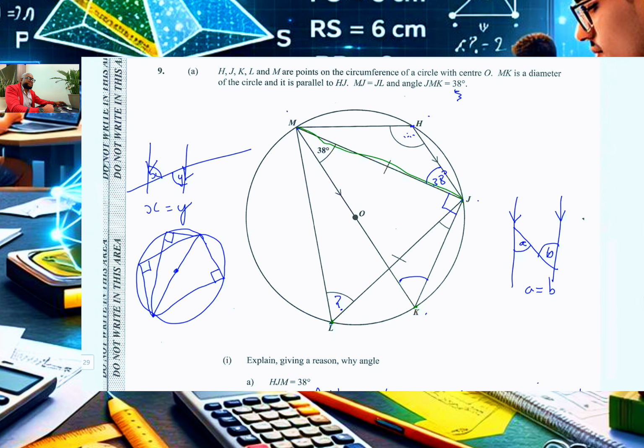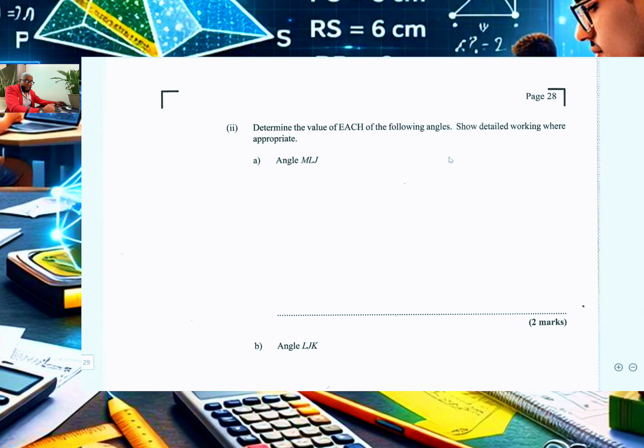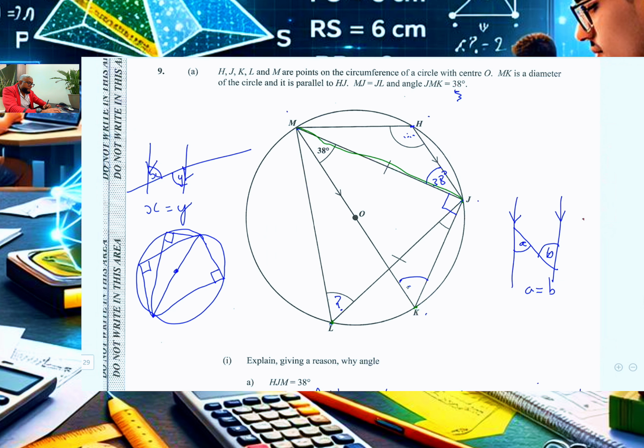Good. MKJ would be the first angle we have to find, right? When we find M to K to J, we add 90 and 38 and subtract it from 180. When you get here, angles at the circumference in the same segment are equal. So M to K to J would be equal to 180 minus (90 plus 38), right? And when we work out this, what do we get? 52 degrees, right? I'm scrolling back up to show you all. That would be this angle here, 52 degrees.